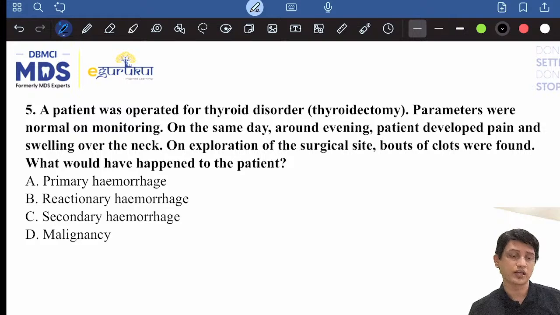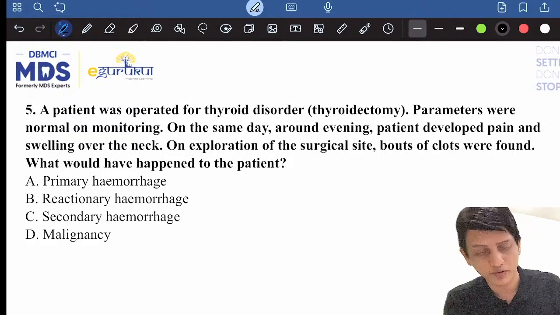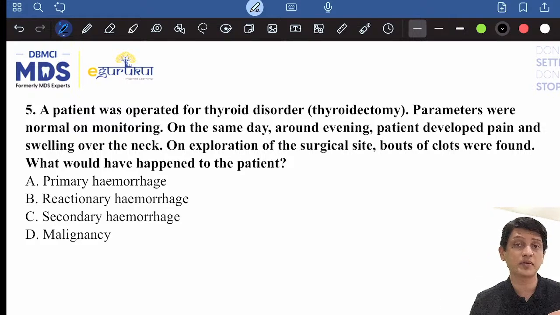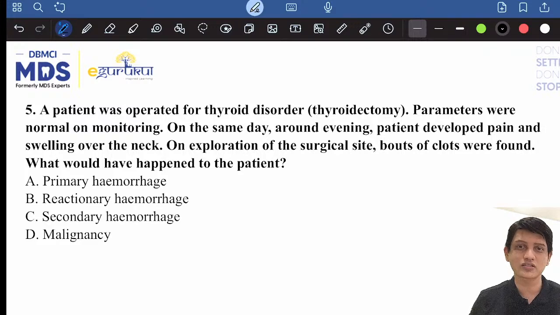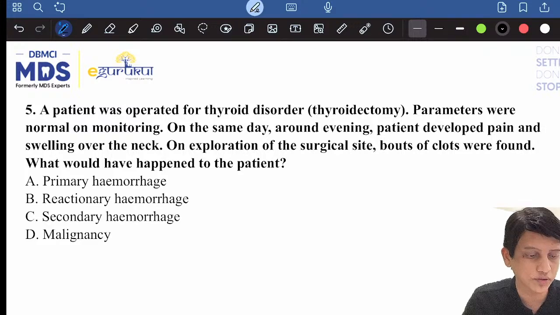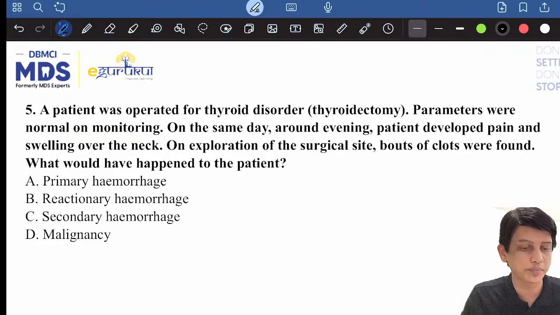Reactionary hemorrhage. Okay. So one of the common complications they may present with, it may be dangerous, sometimes life threatening, because suddenly there is bleeding here in the neck and it may compress the underlying trachea and the patient may have sudden onset breathlessness. If you don't intervene immediately, and if you don't take out the clots, the patient may die because of difficulty breathing. Okay.